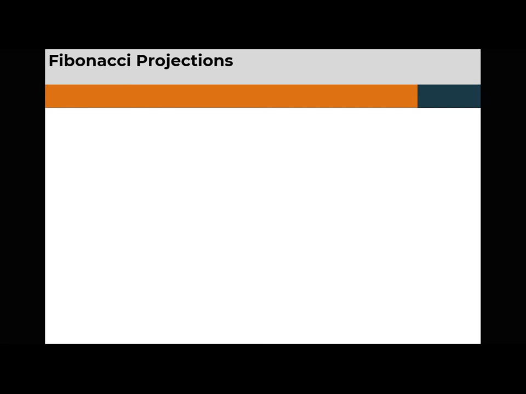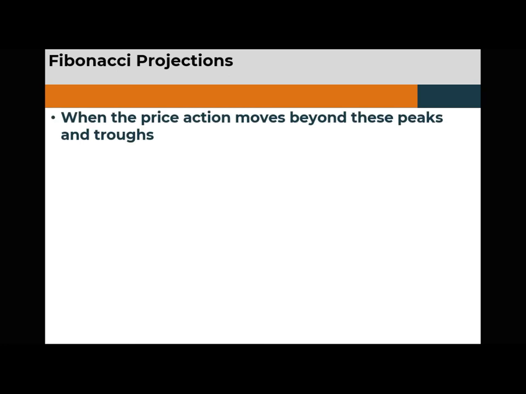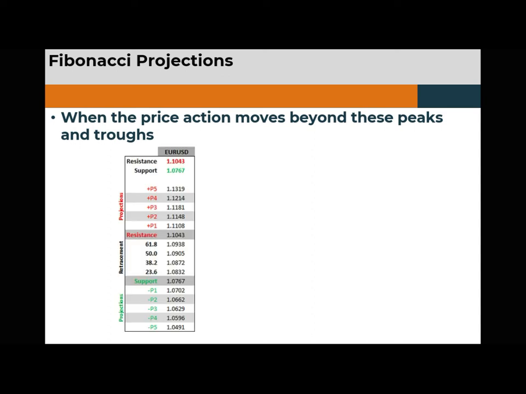Let's quickly look at Fibonacci projections. So when the price action moves beyond these peaks and troughs, so typically what I've highlighted as the support and resistance levels. So yet again, I've presented this image before. You can see now my resistance sitting at 1.1043 and my support at 1.0767. So what's happening if the price action moves beyond these levels? Typically you're getting these projections to the downside and projections to the upside.